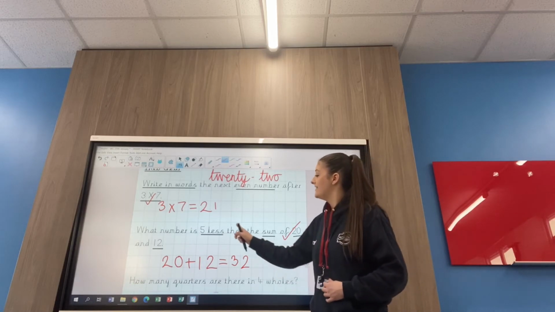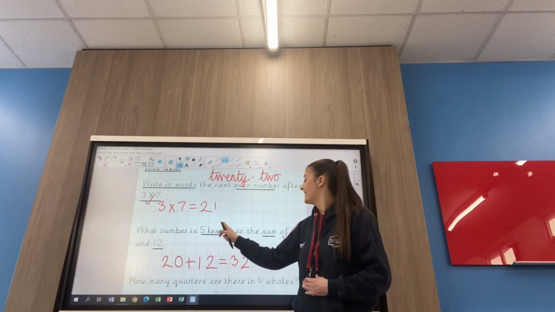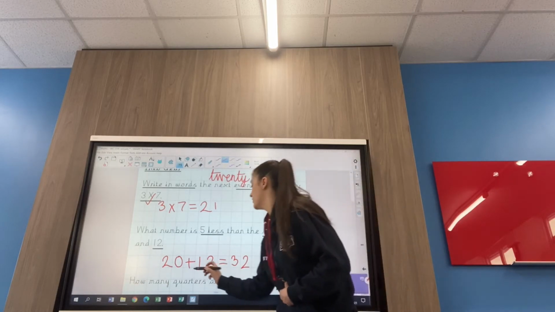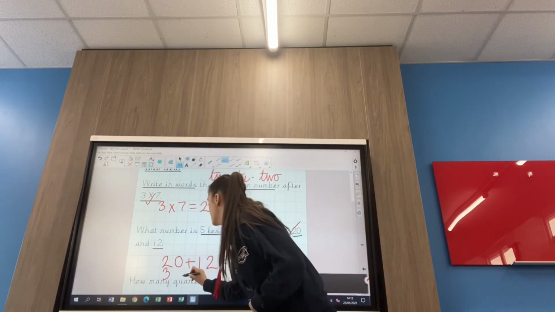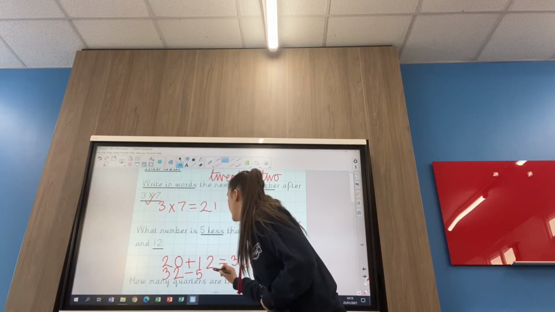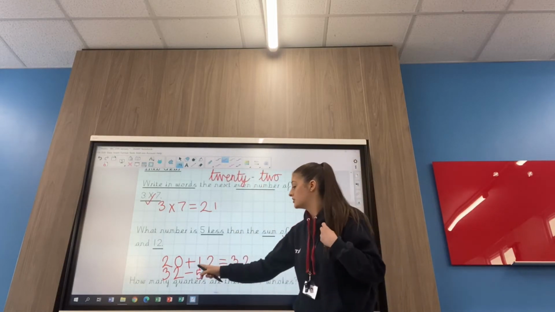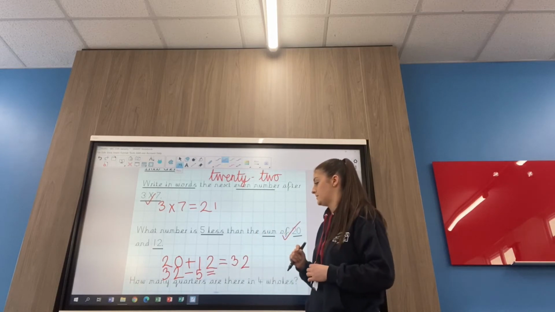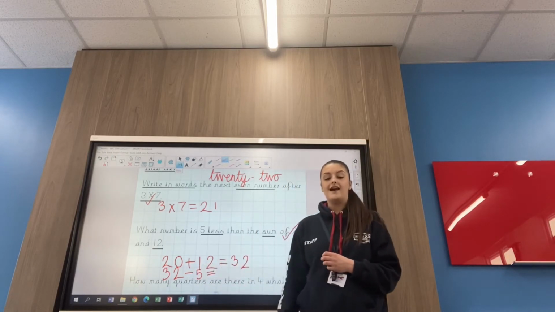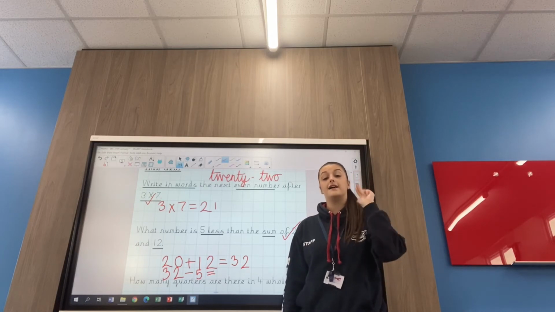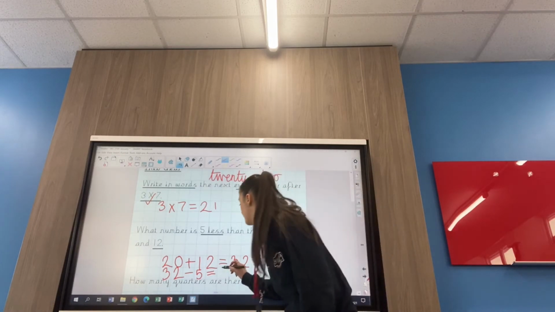But now I need to find the number that is 5 less than the sum of 20 and 12. So I'm going to do 32 subtract 5. Okay, so we've applied our knowledge of our mathematical operations, addition and subtraction, to help us solve this one. So 32, let's count back 5: 32, 31, 30, 29, 28, 27.